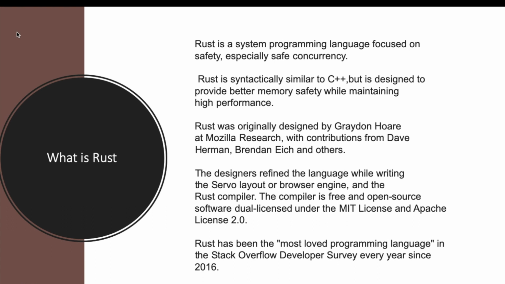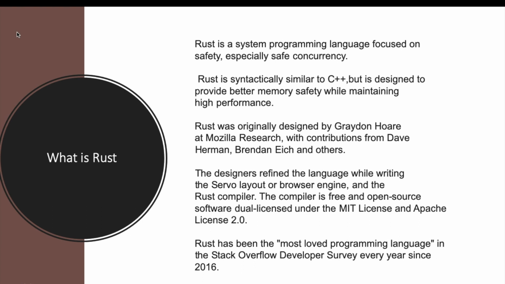Rust is more or less syntactically the same as C++, but it is designed to provide better memory safety while maintaining high performance. So in C and C++, if you want to achieve parallel processing or concurrency, you definitely need to work hard. But with Rust, there are some built-in features and methodologies available. You should adopt those features, and they will definitely help you. That part will be discussed when we start writing the code.